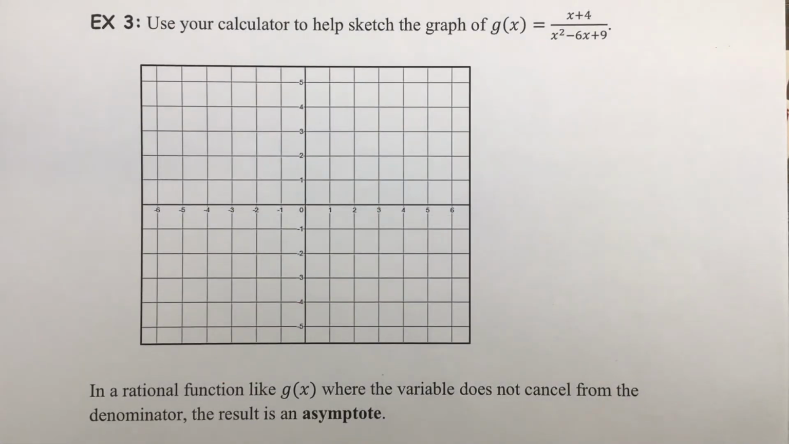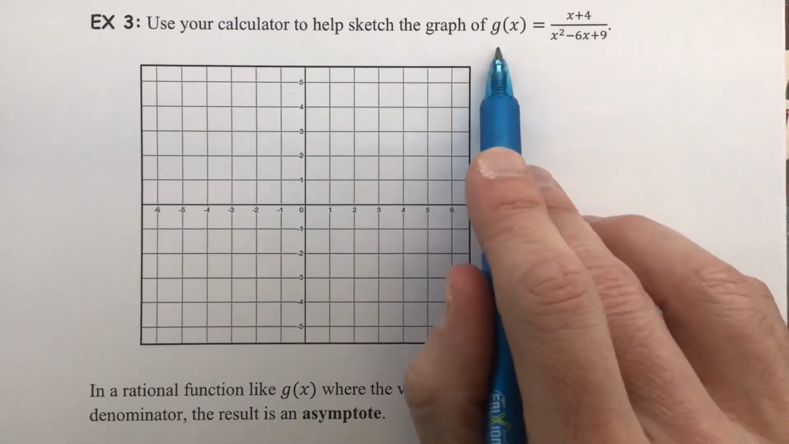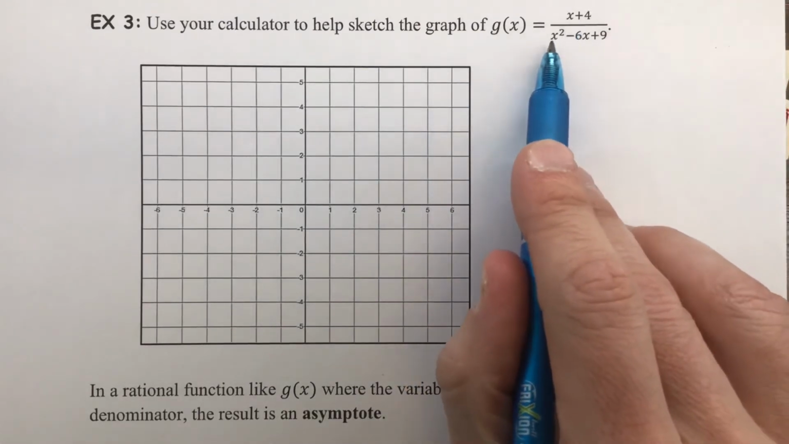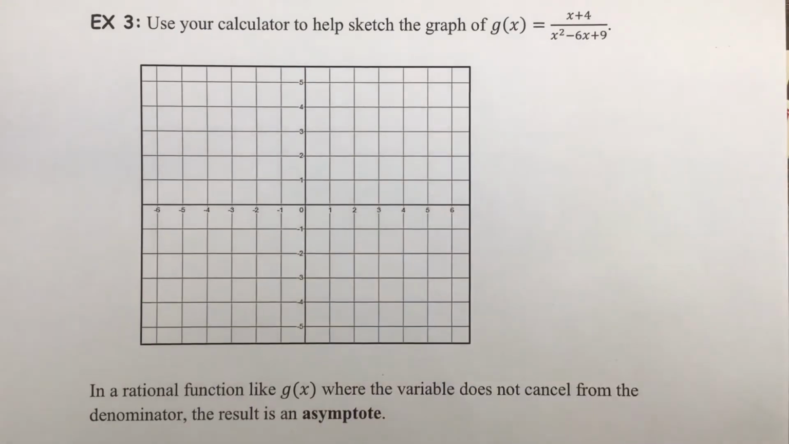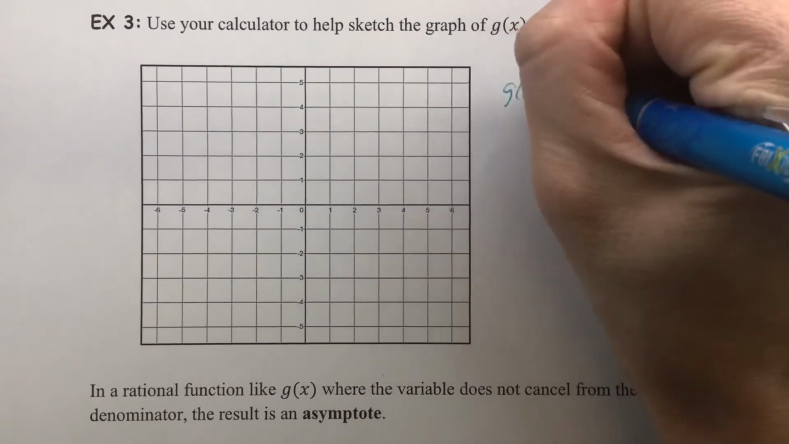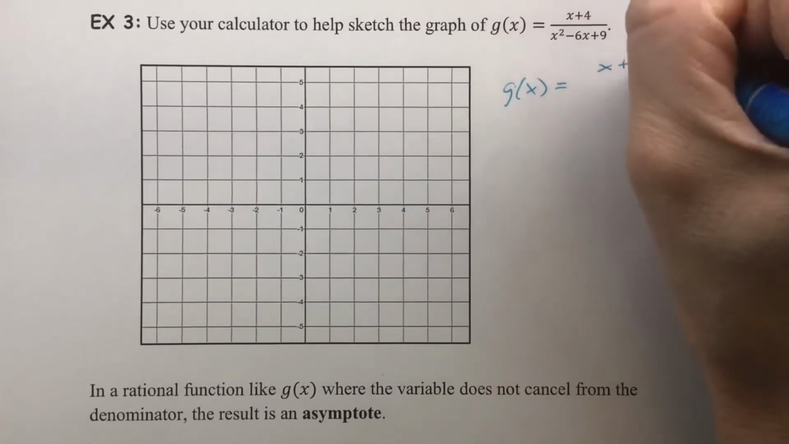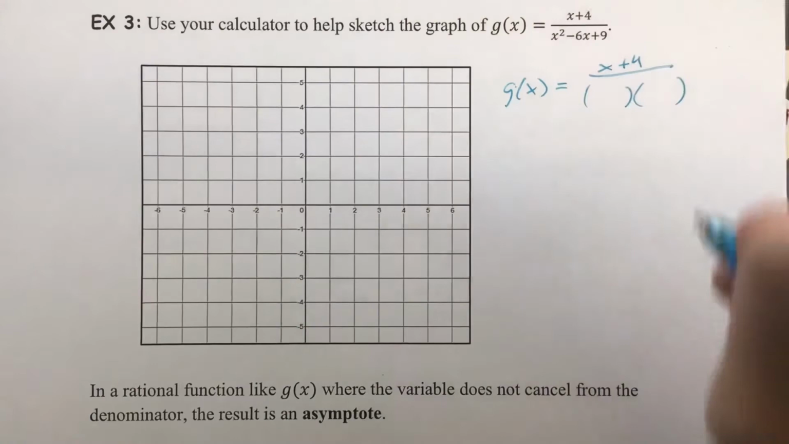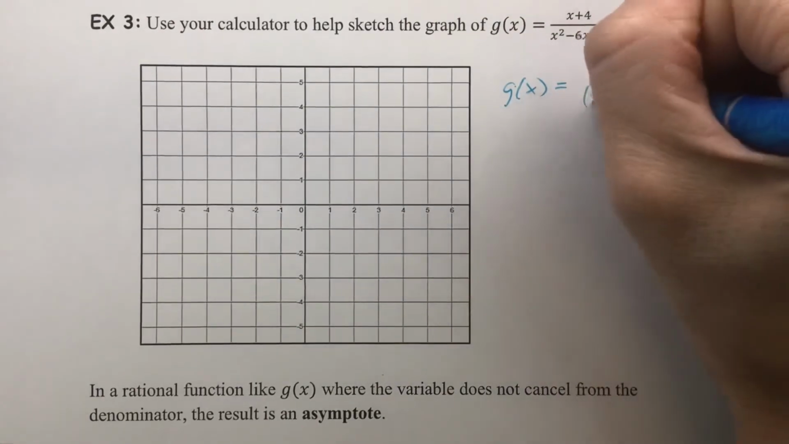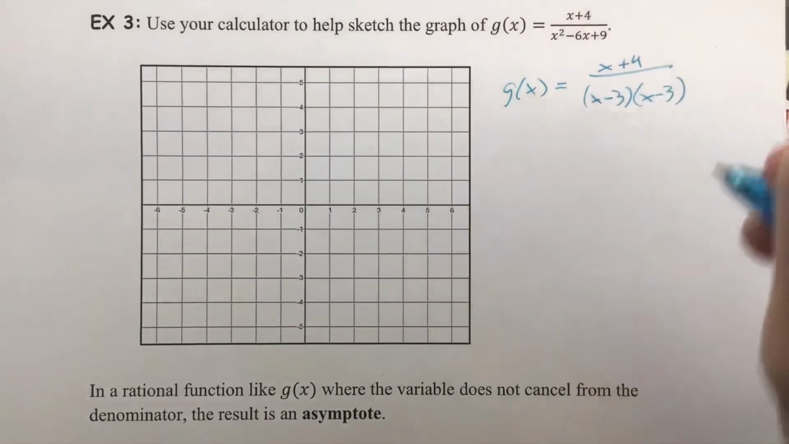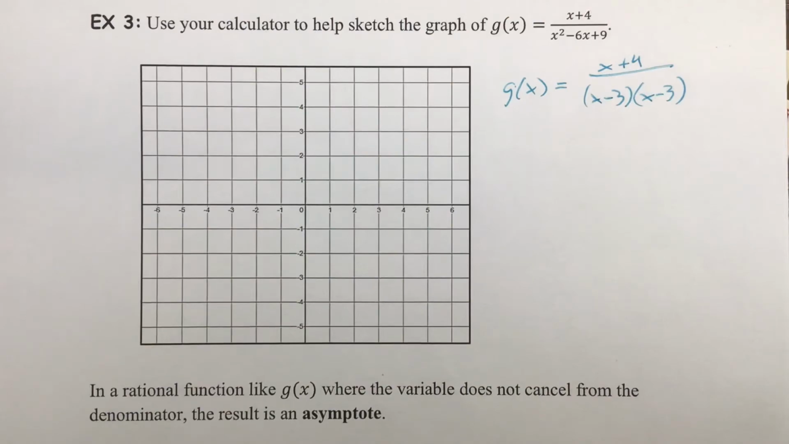All right, so what happens when that factor that causes it to be undefined does not exist in the numerator? What happens in that case? Okay, let's take a look at g of x. We've got x plus 4 over x squared minus 6x plus 9. What we're going to do is go ahead and just factor the denominator. So g of x is going to be equal to x plus 4 over what would factor into x minus 3, x minus 3. Okay, so this is going to be undefined at 3.